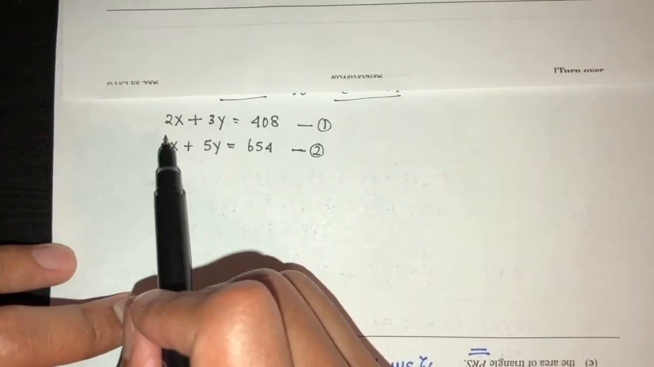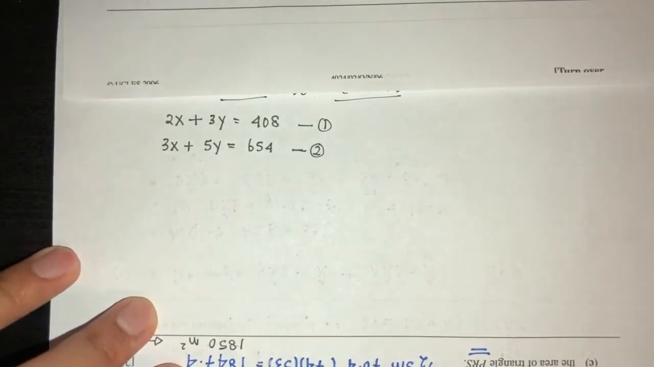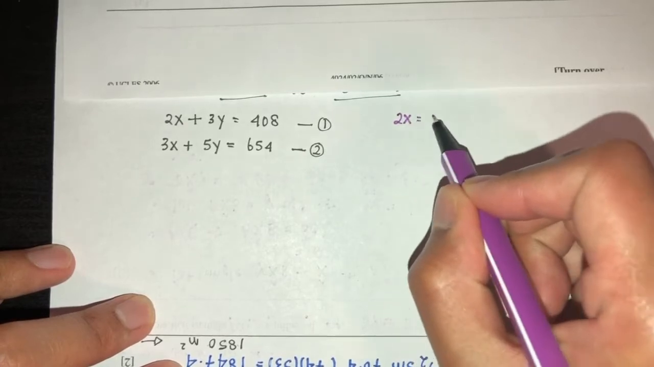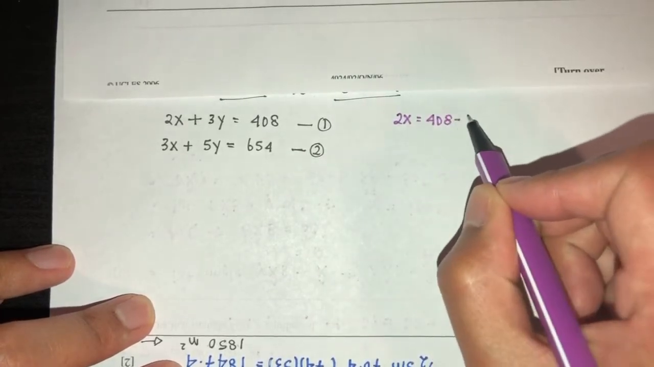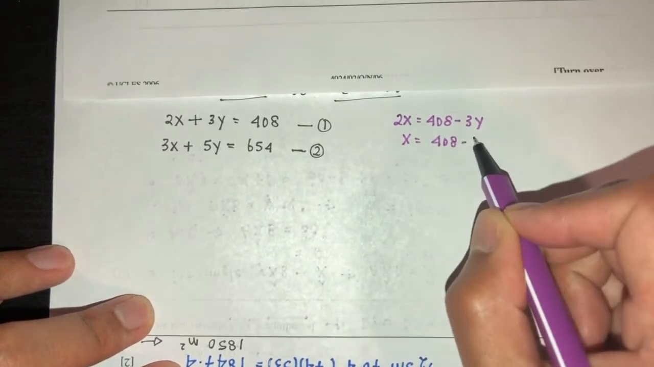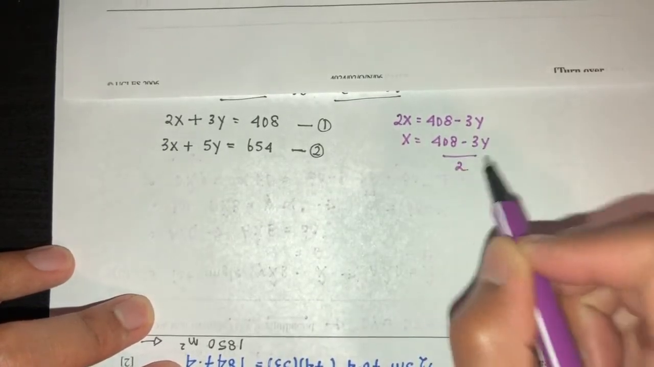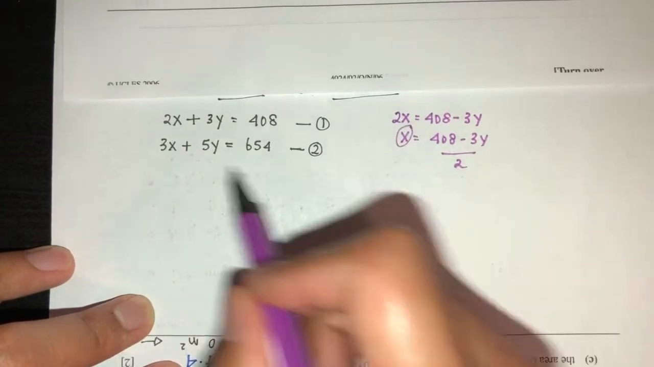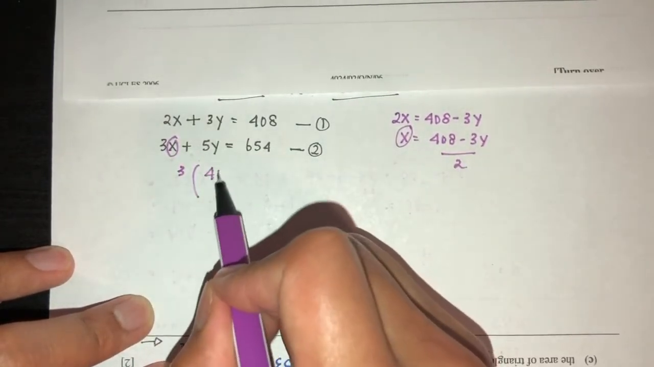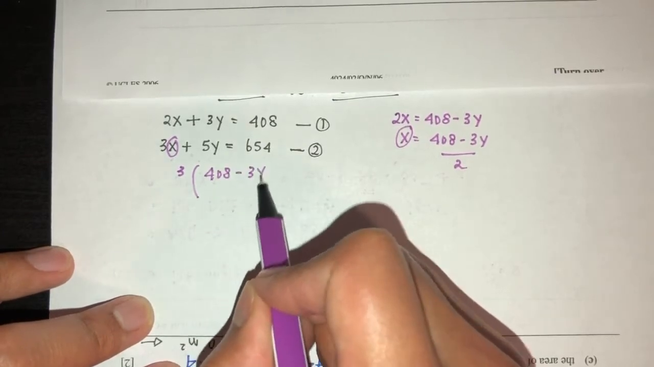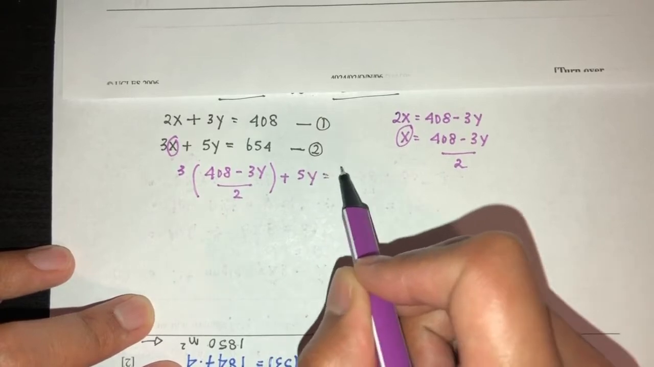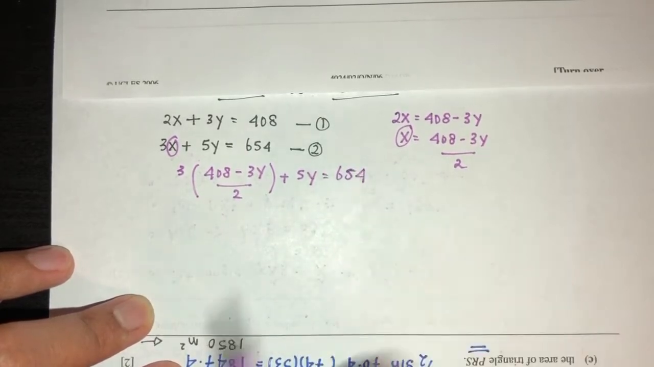So let's make x the subject of formula. We can do that. You will have 2x equal to 408 minus 3y. So x becomes 408 minus 3y divided by 2. Now replace x in this equation. You will have 3 times x, which is 408 minus 3y divided by 2, plus 5y equal to 654.